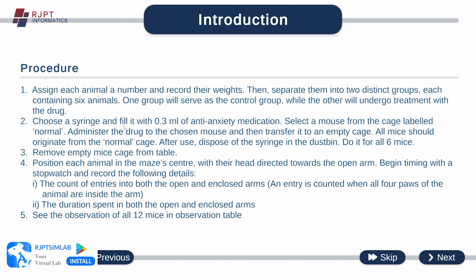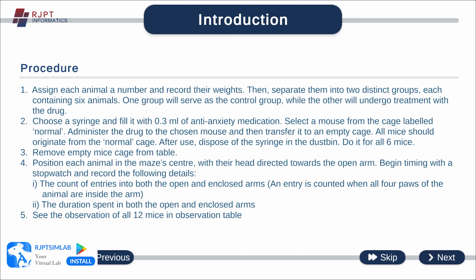Then we have to choose a syringe and fill it with 0.3 ml of anti-anxiety medication. We are using diazepam. Then we have to select a mouse from the cage labeled normal, administer the drug to the chosen mouse, and then transfer it to an empty cage. All mice should originate from the normal cage. After use, dispose of the syringe in the dustbin. Do it for all six mice.